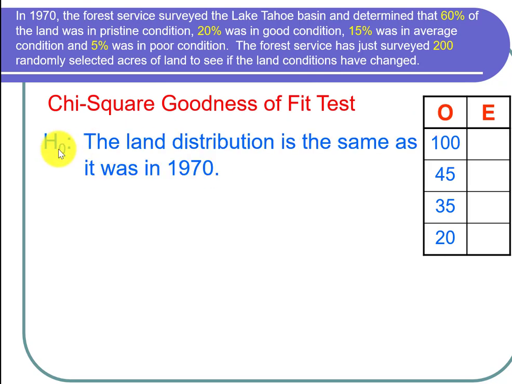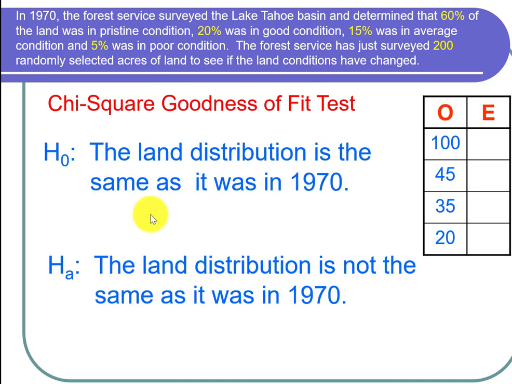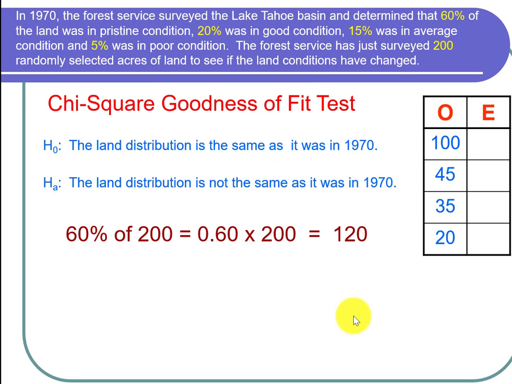So our H naught is the land distribution is the same as it was in 1970. Whereas HA is the land distribution is not the same as it was in 1970. So to do this, we need to calculate the expecteds.